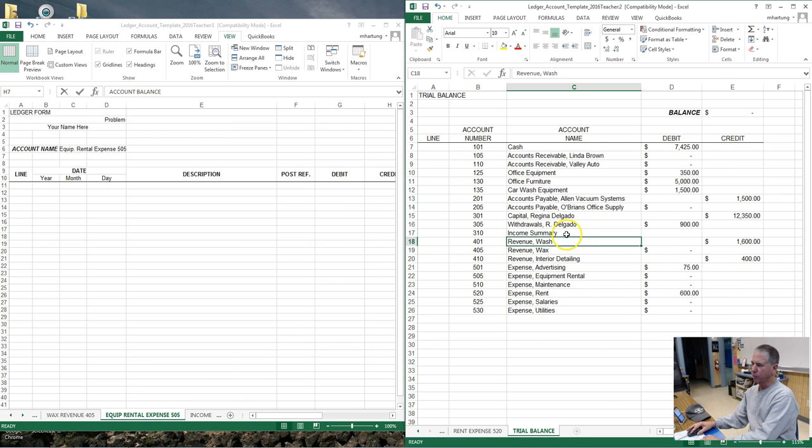Oh, and don't worry about the income summary account. We will deal with that a little bit later. That should just be blank for now.